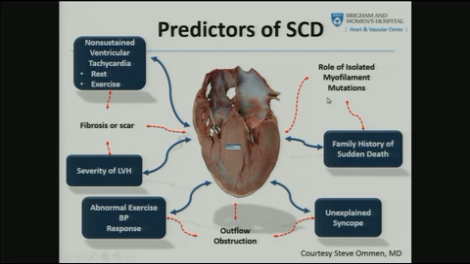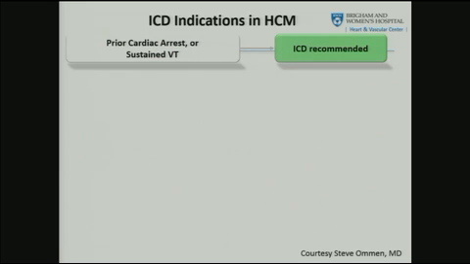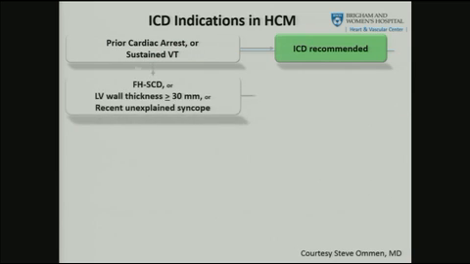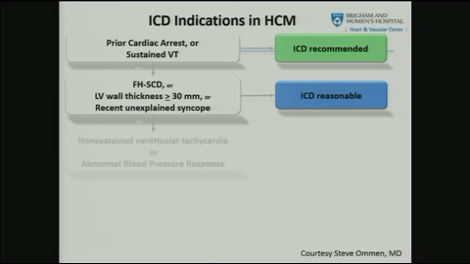Genetic factors can influence your risk for sudden death, although there isn't a clear association, except in very rarefied circumstances, between the type of mutation you have and the risk for sudden death. So in general, if you have a prior cardiac arrest or sustained VT or unexplained syncope, a defibrillator is recommended. That's secondary prevention. And in primary prevention, if you have a wall thickness that's more than 30 or recent unexplained syncope, then an ICD is reasonable.